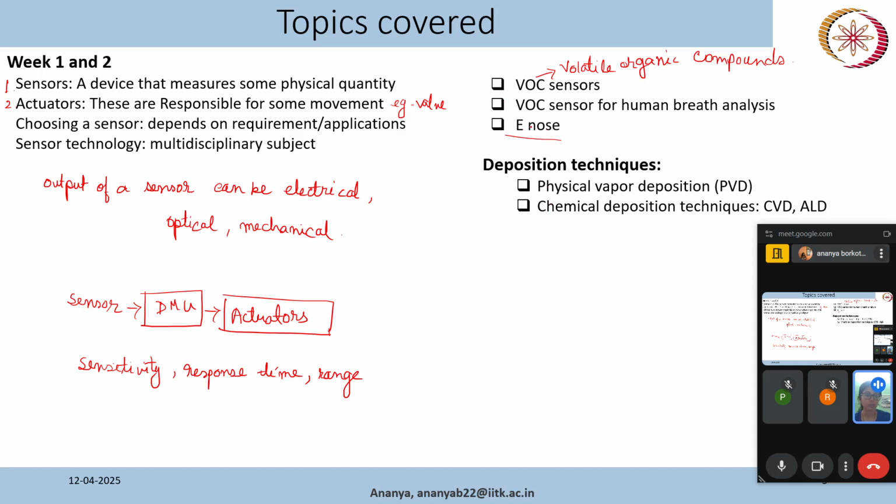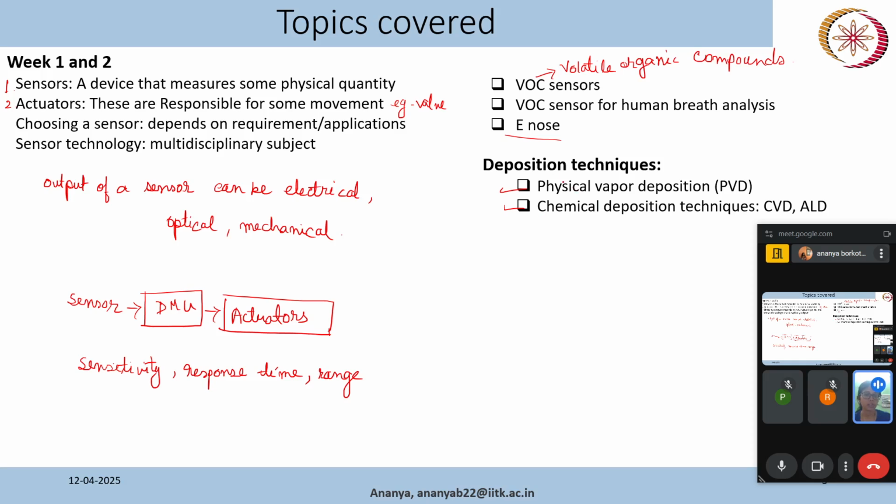Using a set of sensors, we can mimic certain biological organs, and that we have learned. And then we have also briefly started the discussion on deposition techniques. In microfabrication there are four components: deposition, lithography, etching, and the last one, doping. We started with the deposition techniques, and we learned that there are two types: one is physical, and the other is chemical.